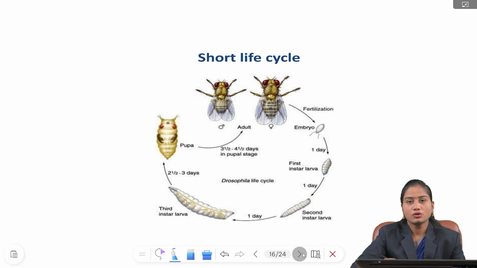Next is the short life cycle. Insects have a short lifespan, maybe within two or three weeks. Within this short period of time, they are able to complete many generations.